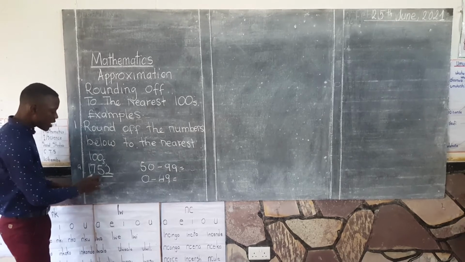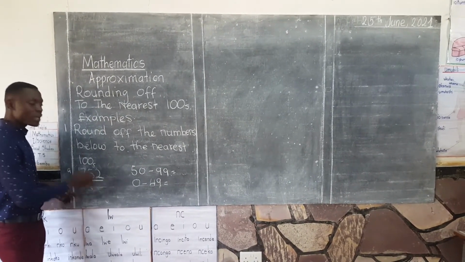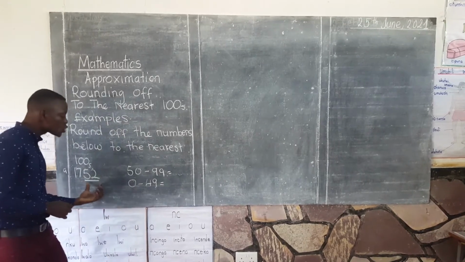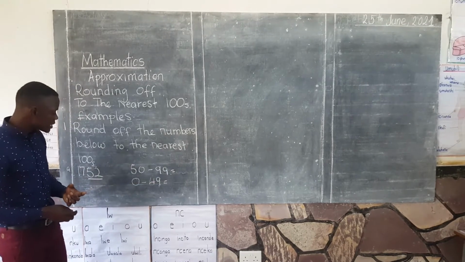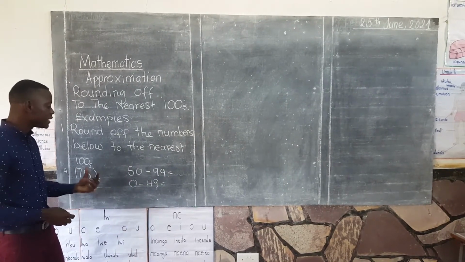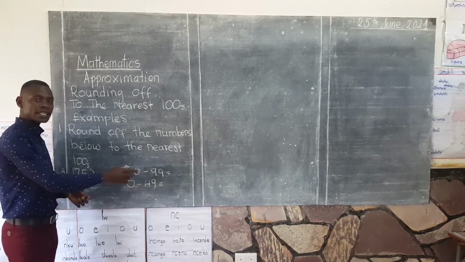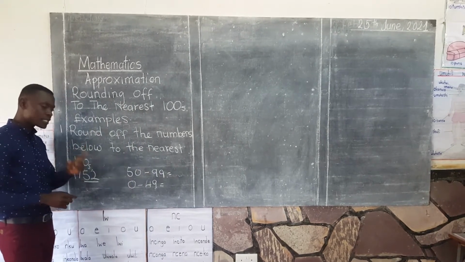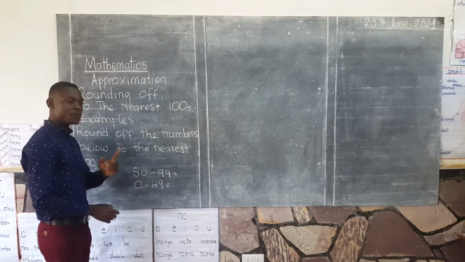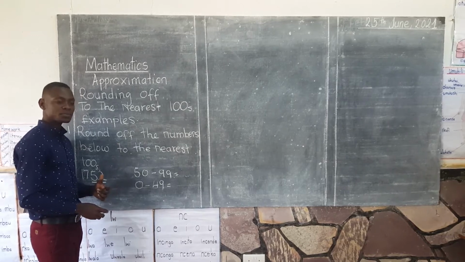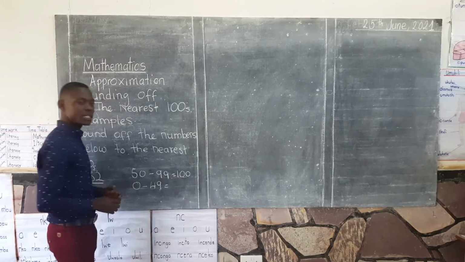So in this case, we have 1,752. And 52, we ask ourselves, is 52 between 50 to 99? And the answer to this question is yes, 52 is between 50 and 99. And we say, if the last two digits are between 50 and 99, what value are these numbers going to have? Yes, we said it should have 100.